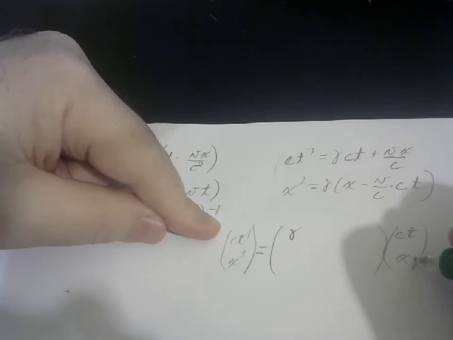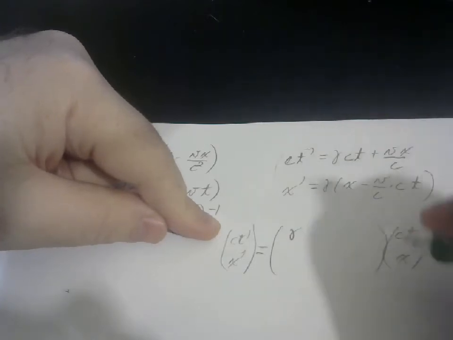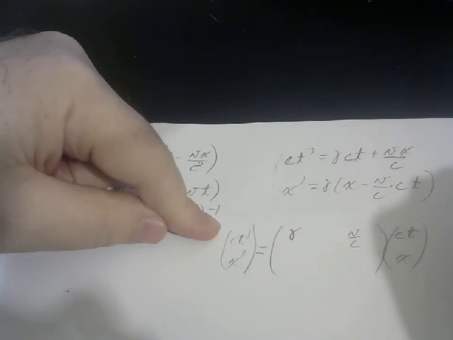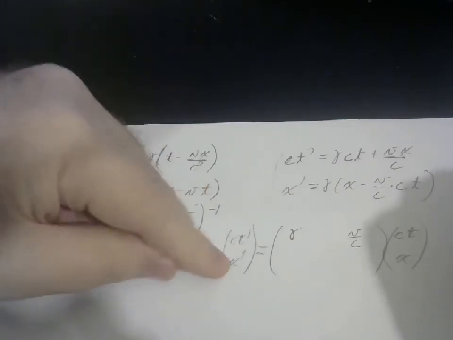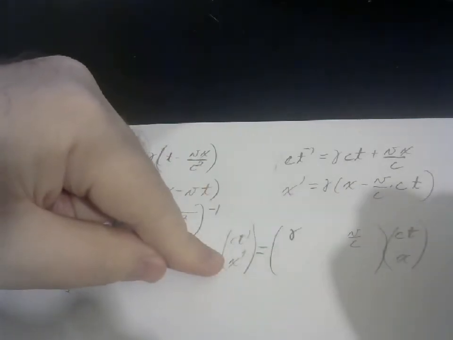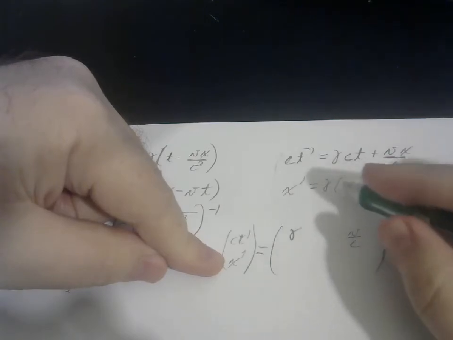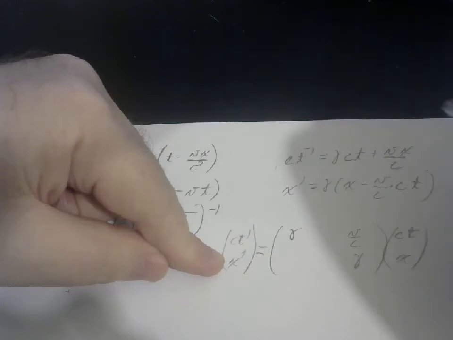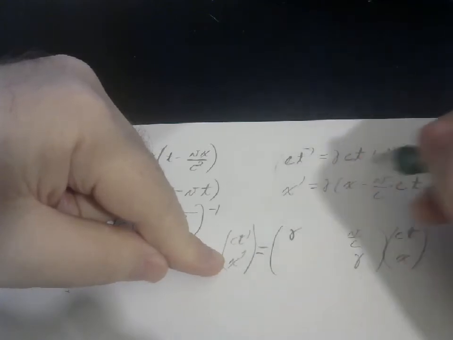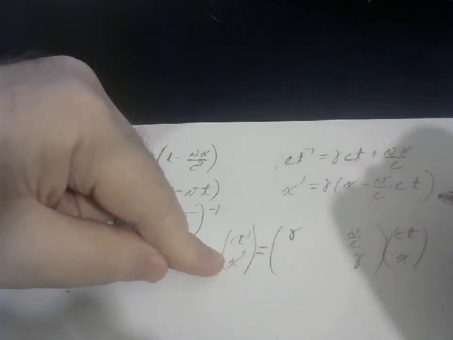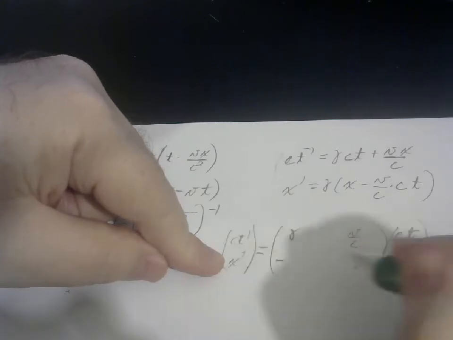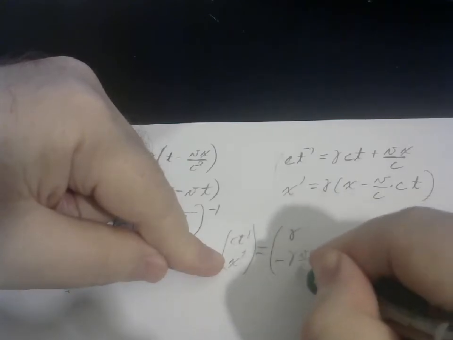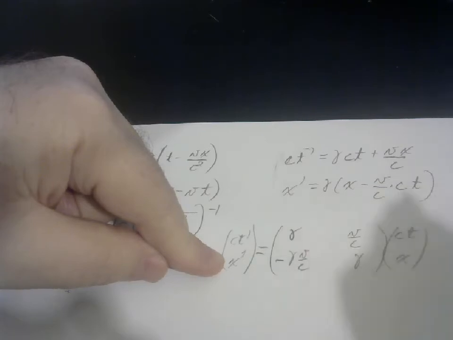And plus what times x? V over c times x. Then I've got this x prime is equal to gamma times x, so I'll put the gamma right here, and negative gamma v over c times ct.